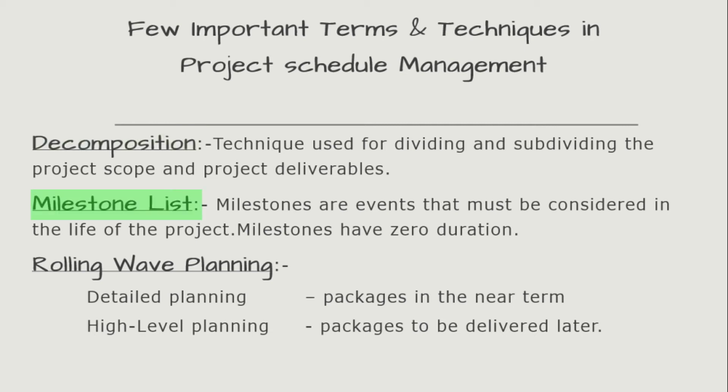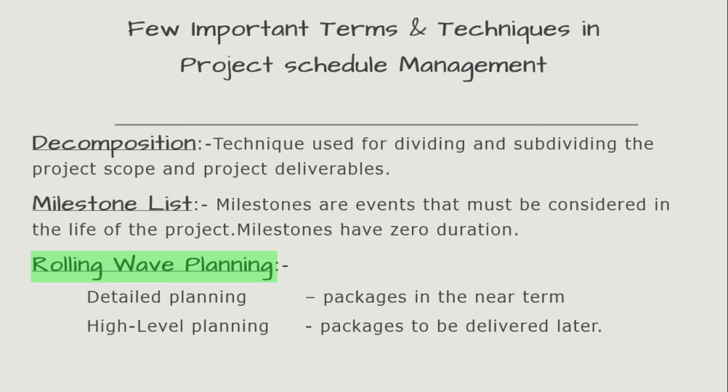Milestone list. Milestones are events that must be considered in the life of the project. There is an interesting relationship between milestones and the processes of sequence activities. Milestones have zero duration because they represent a significant point or event.